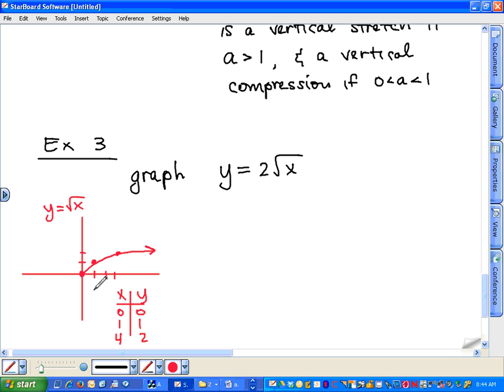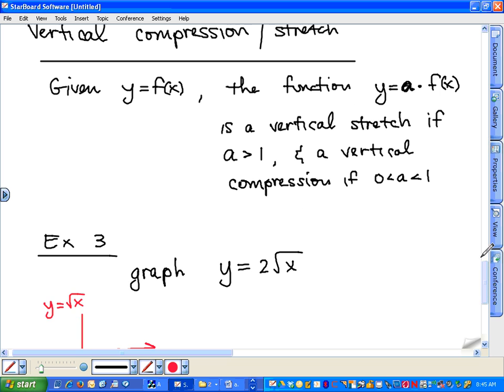So these are some points on the parent function. This is the graph of a parent function. How does that then compare to the graph of y equals 2 times the square root of x? First of all, does this change occur within the function or outside the function? Outside. So how is it going to affect the graph? Vertically. And the 2 is multiplying the function. It's not adding to the function.